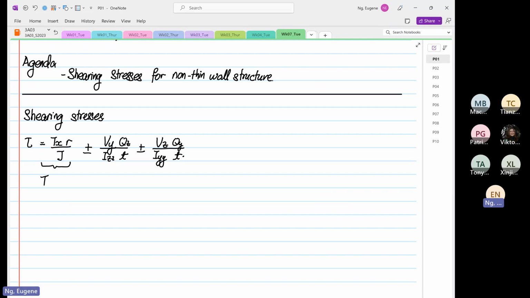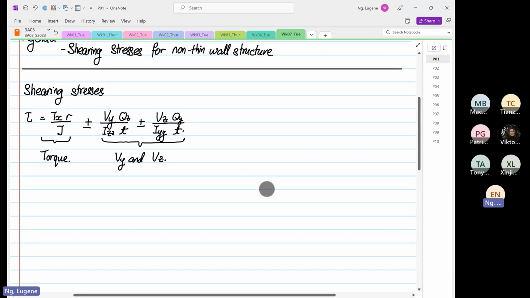by torque, or shearing stress can be induced by shear force in the y direction and the shear force in the z direction. I will not teach torque. Torque, you have learned in 2P04, which is quite straightforward: torque times radius divided by polar moment of area. More I'm going to focus on the shear force inducing shear stress.